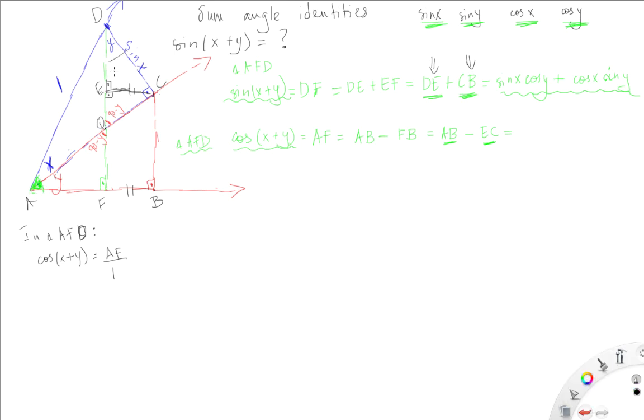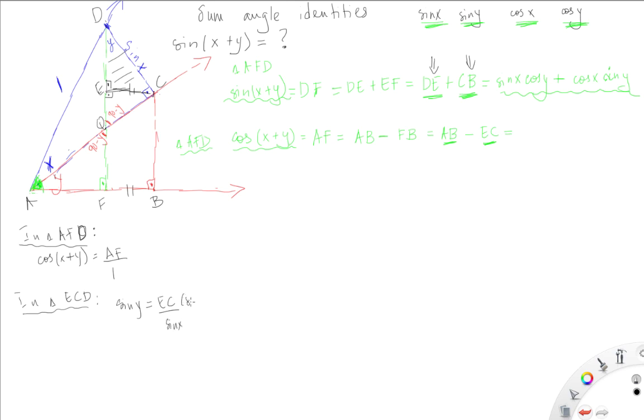I'm going to look at this little triangle over here, ECD. So in triangle ECD, here's what I notice. The side I care about, EC, is opposite of angle y. Therefore, I can use the sine ratio. I'm going to say sine of y is equal to EC over the hypotenuse DC. If you remember from the previous video, we found out that DC is sine of x. I'm just going to write sine of x.